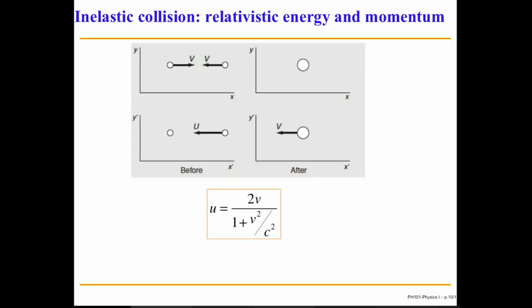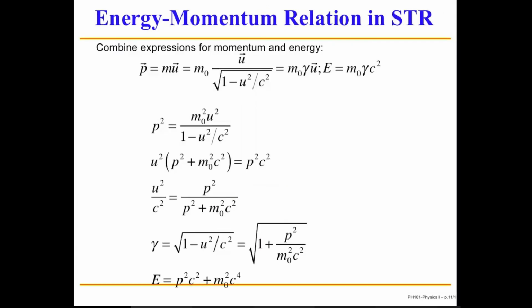So now we are ready to write down an energy momentum relation in STR. So we combine expressions for momentum and energy. So you see, this is the relation for momentum and this is the relation for energy. And I do a little bit of algebra and get back this result that energy and momentum are related in this way. E equal to p square c square plus m naught square c4.